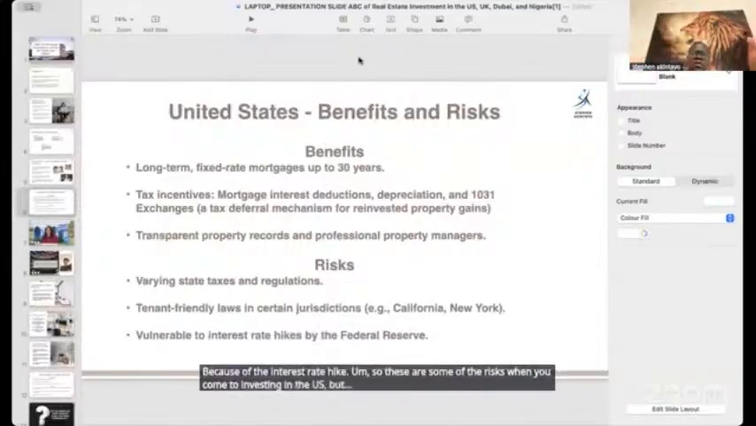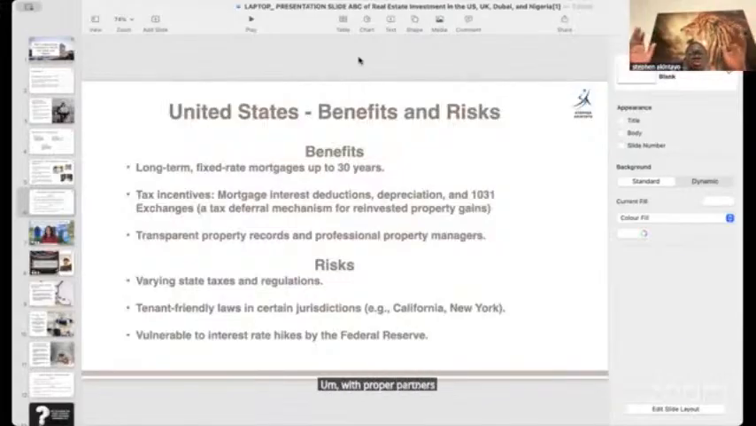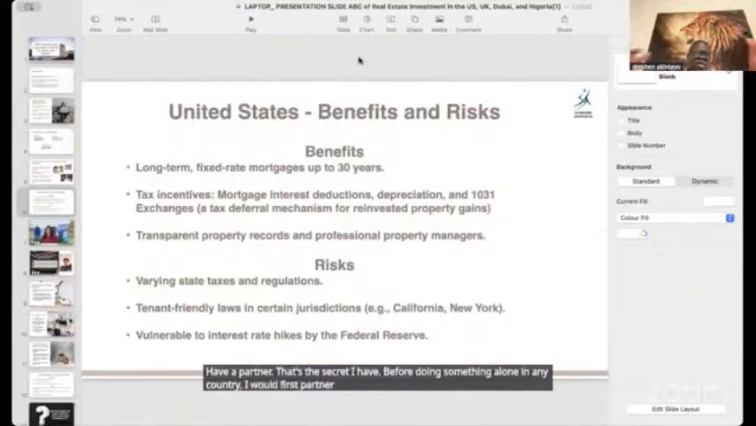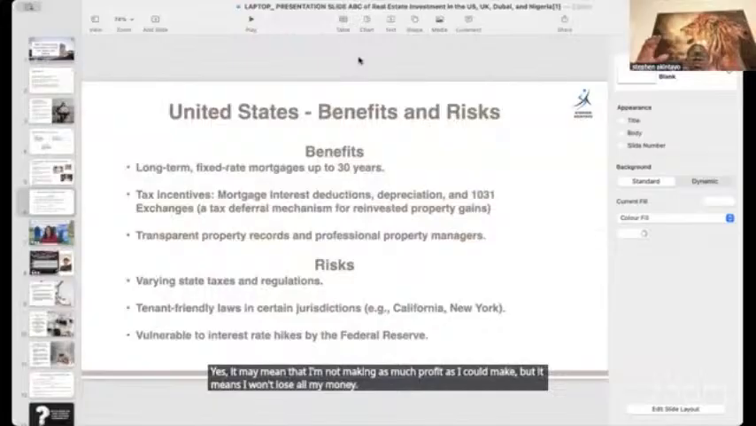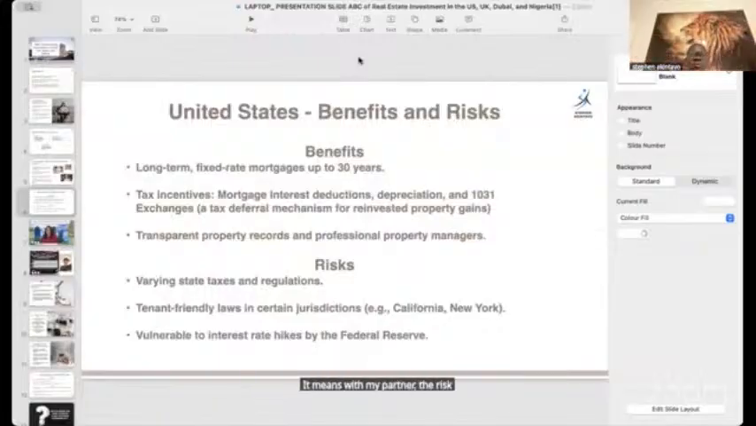But in spite of that, with proper training, proper mentorship, with proper partners, because sometimes it's also good when investing in many of these cities to have a partner. That's the secret I have. Before doing something alone in any country, I will first partner with somebody. Yes, it may mean I'm not making as much profit as I could make, but it means I won't lose all my money. With my partner, the risk is shared. My partner has more exposure, and I'm able to make something good. And that is wisdom. Everybody say that is wisdom. Wisdom is partnership. Come on, everybody say wisdom is partnership.